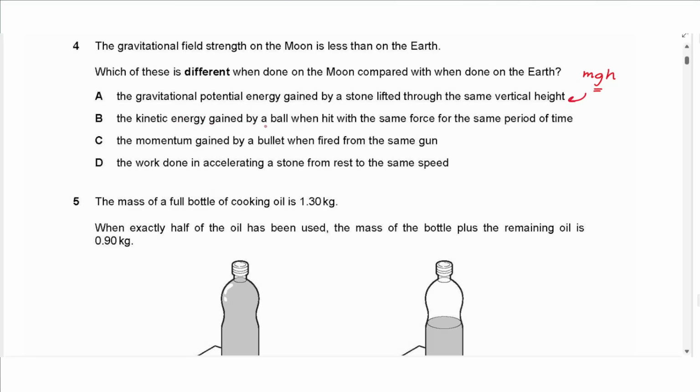The kinetic energy gained by a ball when hit with the same force for the same period of time. That's the same impulse, so it would be the same change in kinetic energy. The momentum gained, that would be the same impulse again. The work done in accelerating a stone from rest to the same speed, so that's the same change in kinetic energy, so it would be the same work. So all these will remain the same, only A would be different, so we choose A.